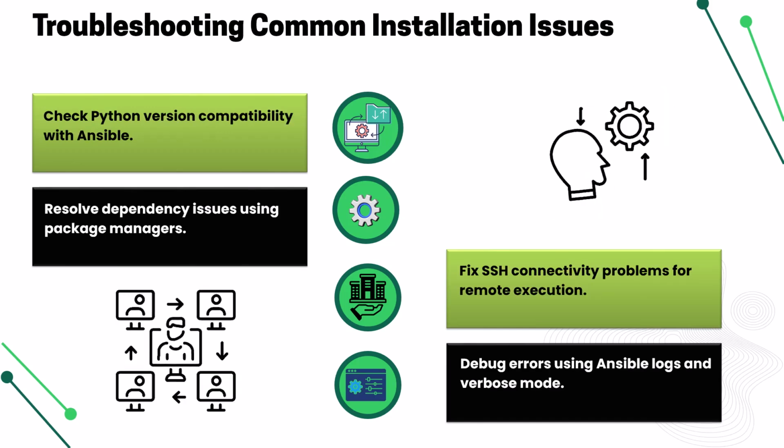We all love smooth installations, but sometimes things break. Python version mismatches are sneaky troublemakers. Fixing dependencies early prevents future headaches. SSH issues. We've all been there. Ensuring proper keys and connectivity is crucial. And when things get frustrating, Ansible logs in verbose mode are our best friends, helping us uncover what went wrong.